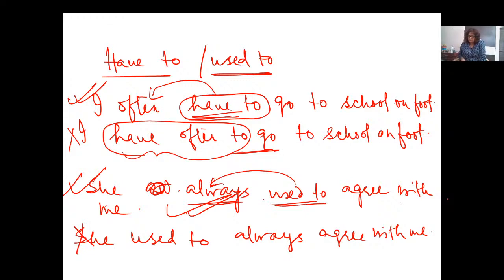Okay. So MPT rule, PM rule, PFT rule, have to, used to, these all are part of our discussion. These all are part of spotting errors also, guys. Sentence improvement also. Because she always used to agree and she used to always agree with me, there is no difference in the meaning. But grammatically, the first sentence is correct, the second sentence is wrong. So we have to be very careful about that. Okay, clear now?